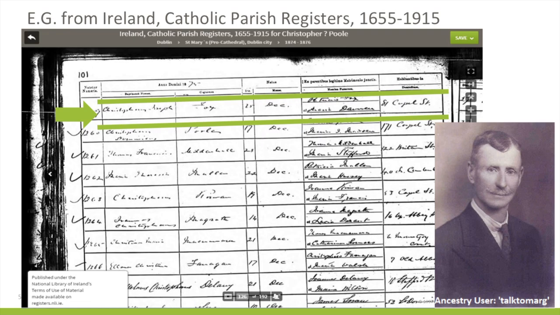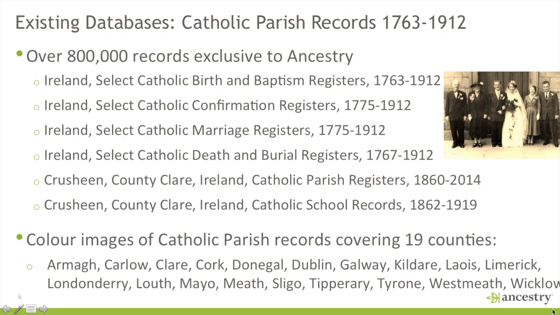We have existing databases on Ancestry as well, which is how we can say that we have the largest collection of Irish Catholic parish records. These have been online, some of them since 2013, some since 2014, so predating the record collection we launched in March that I've just spoken about. They are a combination of baptisms, marriages, confirmations, burials. These cover 19 counties across Ireland.